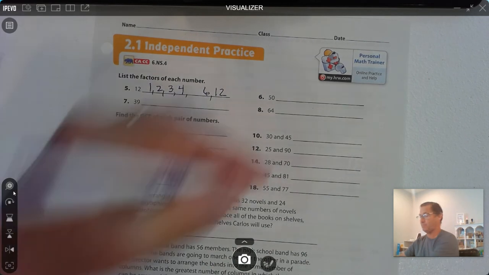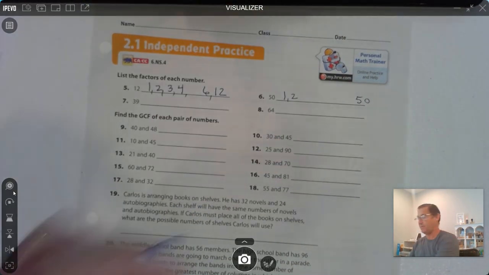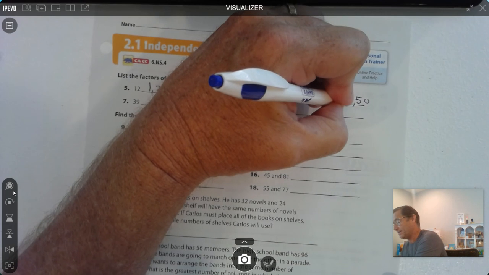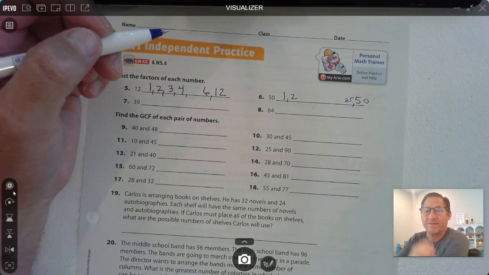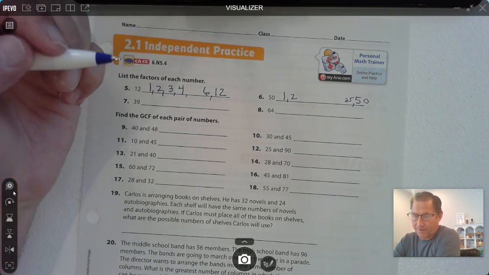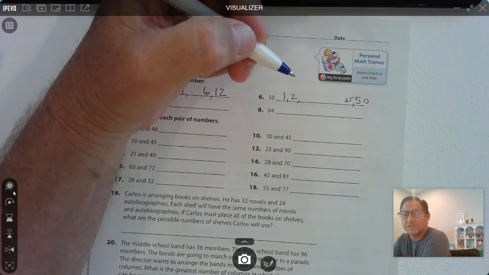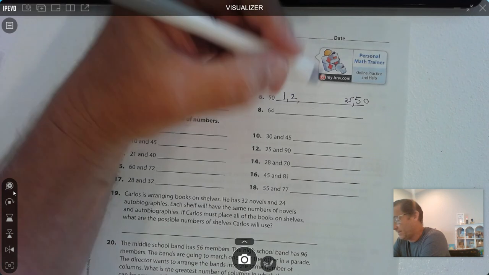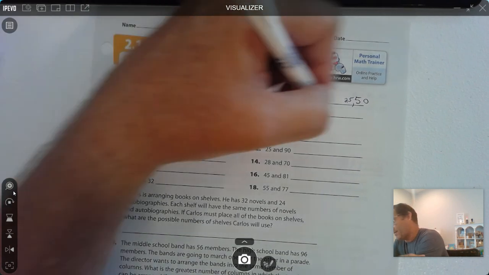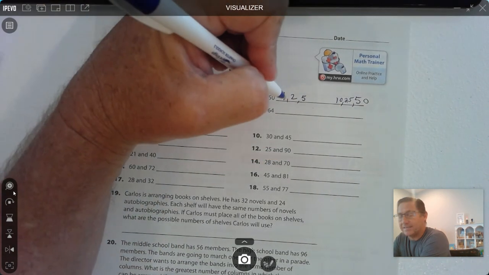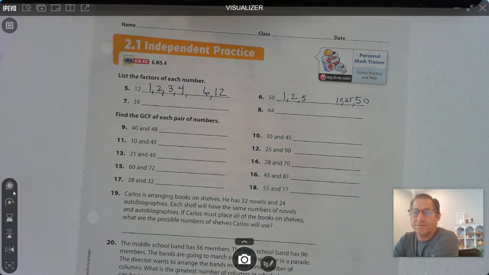Factors of 50. Again, we know 1 and 50. We know 2 because 50 is an even number. And if we think of that as money, then 2 quarters would be 50. 3 is not a factor of 50 because 5 plus 0 is 5, and 5 is not divisible by 3. 4 is not a factor of 50. Closest we could get with 4 is 4 times 12. 5 is, because 50 ends in a 5 or a 0, then 5 times 10.